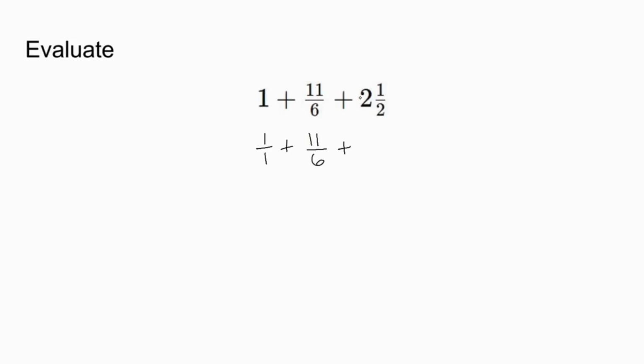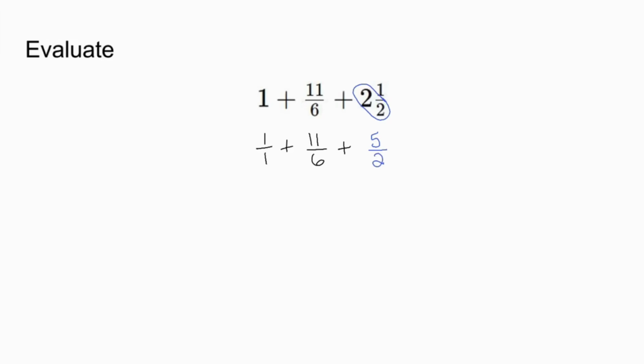Now, how do I turn a mixed number into an improper fraction? Multiply the whole number out in front by the denominator. So 2 times 2 is 4. Take that 4 and add it to the numerator. 4 plus 1 is 5. That becomes your new numerator, and your denominator of 2 stays the same.